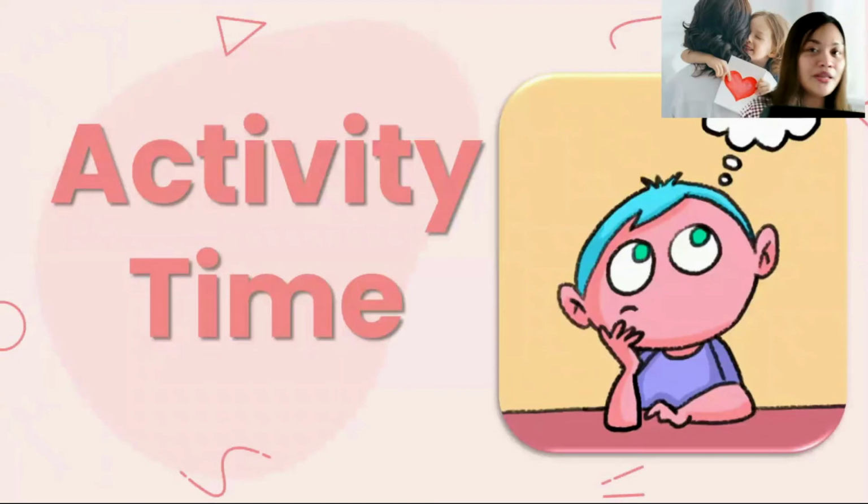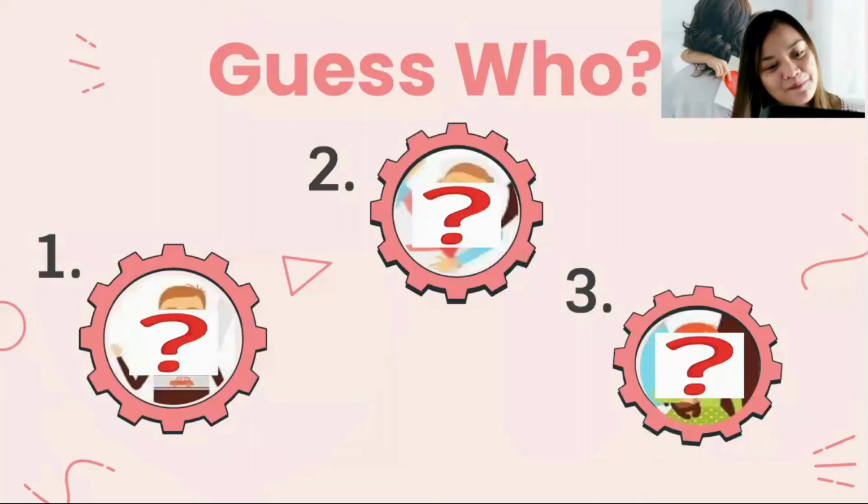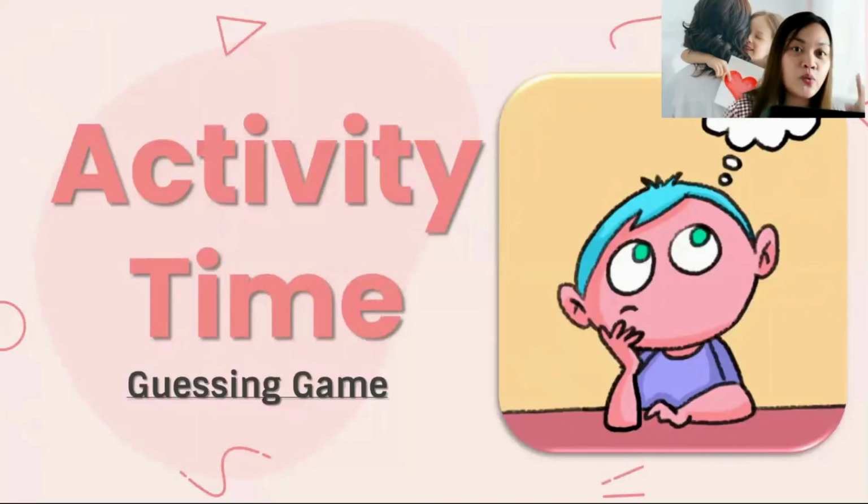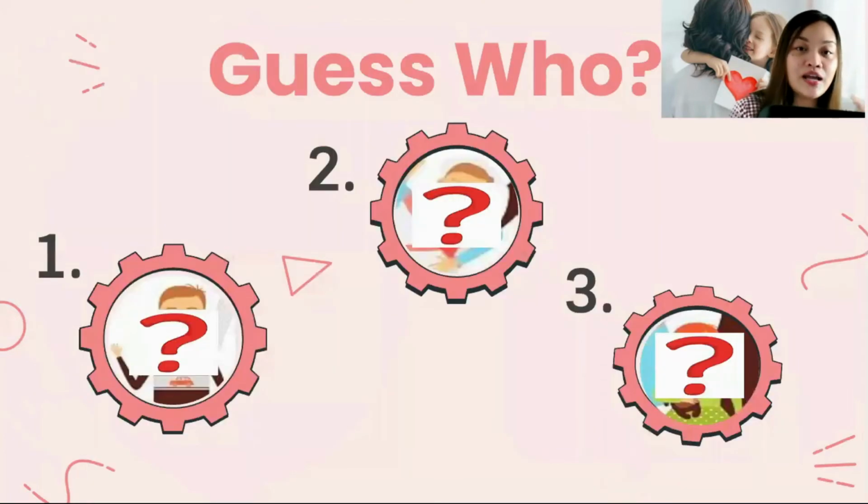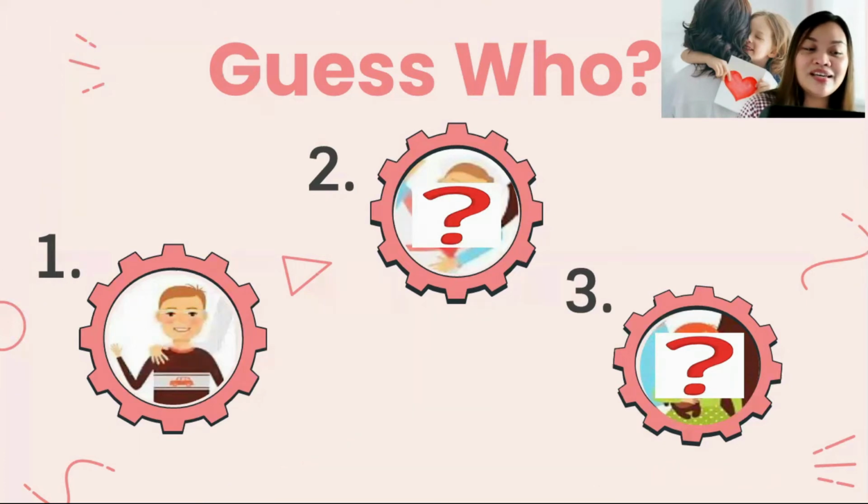Now, if you are familiar with the family members, let's begin our activity. It's activity time. In our activity time, we are going to play a guessing game. Teacher Eve put a question mark in each photo and you are going to guess who is behind the question mark. Now, first, look at number one. Can anyone guess who is it? Guess who? The first picture is, yeah, it is brother.